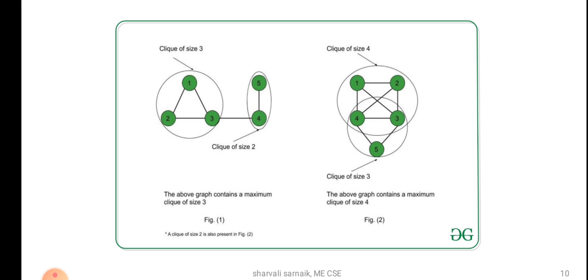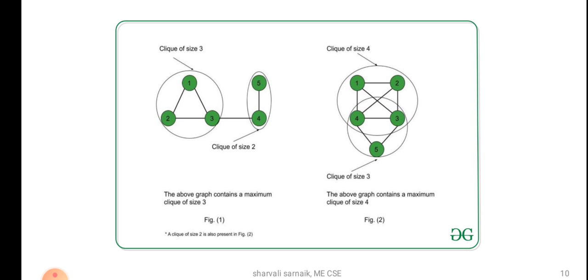So we will call it a clique of size 3. Now another node has numbers 4 and 5. Now 4 and 5 can be defined as another graph, so it can be stated as a clique of size 2. If a graph has a subgraph, then we will consider that subgraph a clique, of whatever size it will be. So this is how the above graph contains a maximum clique of size 3.